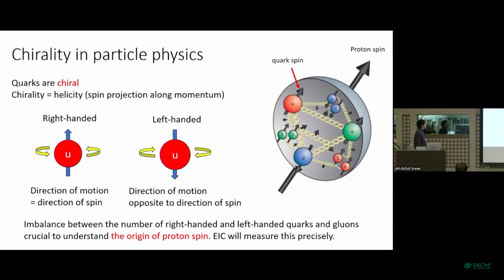You might immediately see the connection to the proton spin problem. Suppose the proton has a spin in this direction, but it consists of lots of quarks inside. In order to explain this proton spin, you basically have to explain the imbalance between the number of right-handed quarks and left-handed quarks. That contributes to the total net spin of the proton. So it's very crucial to understand chirality to understand the proton spin. The same is true for the gluons, because a gluon also has a chirality. It can be right-handed or left-handed.